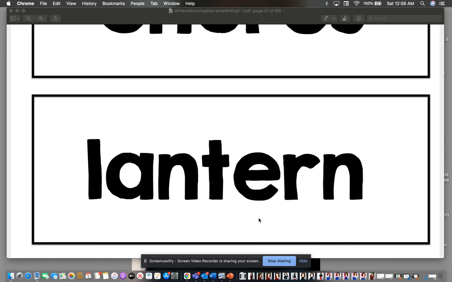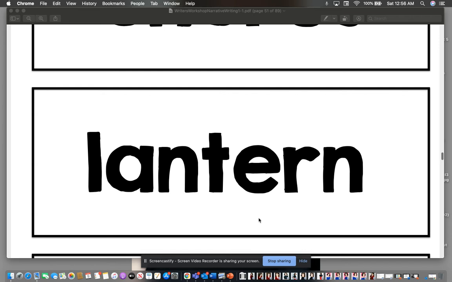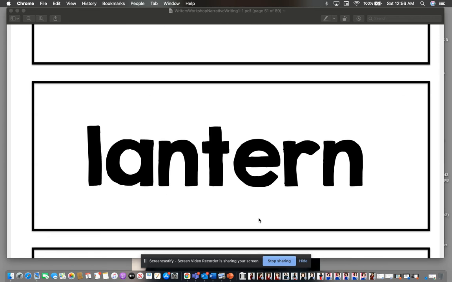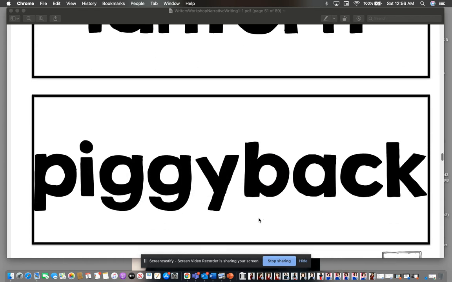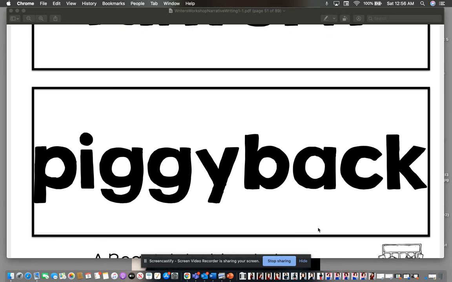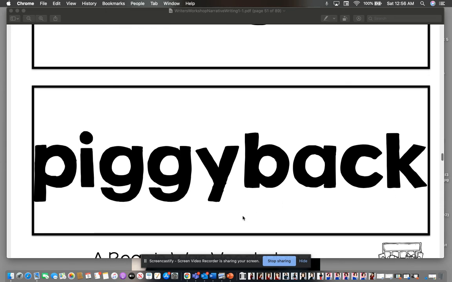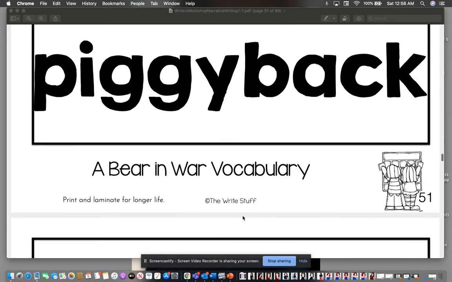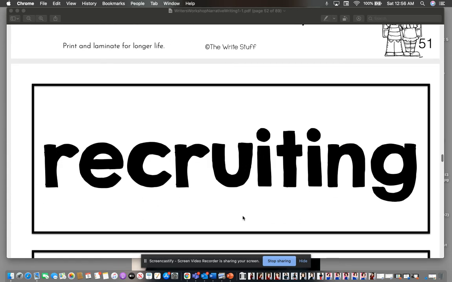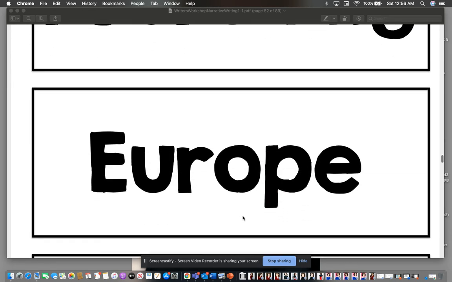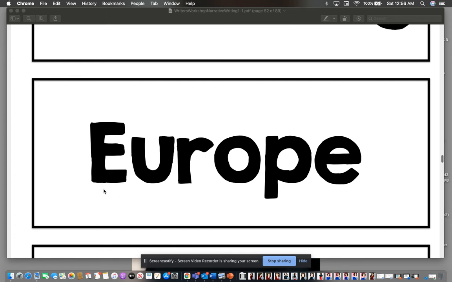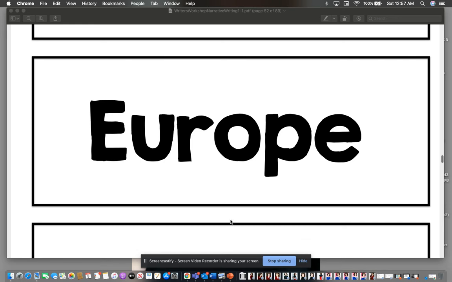Our next one is lantern. Think about what you think the word lantern means. And then we have a compound word, piggyback. So it has two words in it, piggy and back. So think about if you've heard that word before, what you think that means. Recruiting. And then we have Europe. So this one's a proper noun because it starts with a capital letter. This one's actually a place.